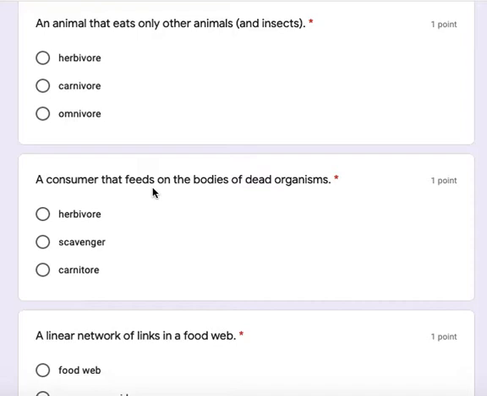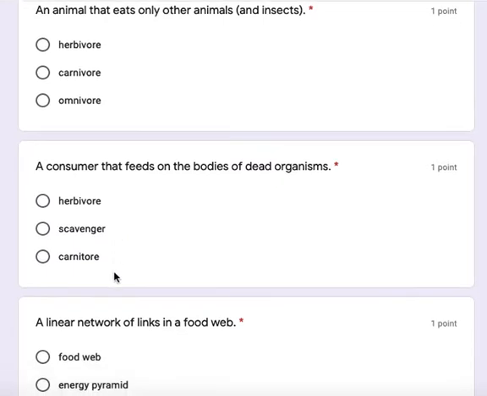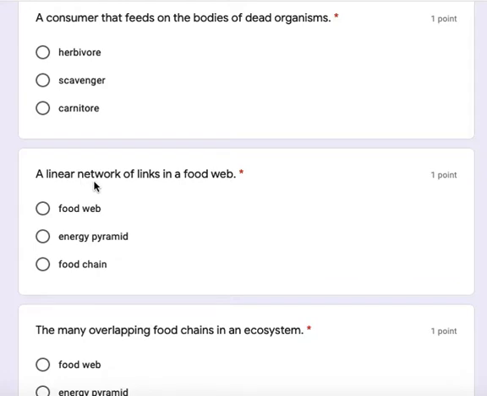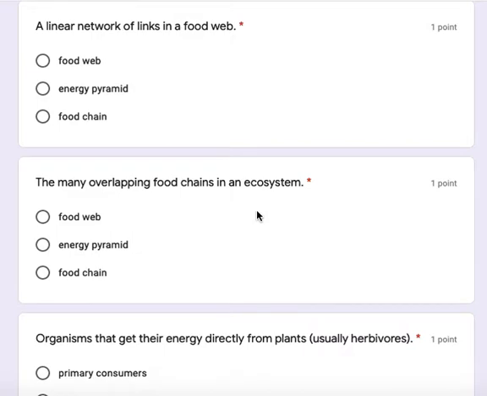A consumer that feeds on the bodies of dead organisms. Is it herbivore, scavenger, carnivore? A linear network of links in a food web. Is it food web, energy pyramid, or food chain? The many overlapping food chains in an ecosystem. Food web, energy pyramid, food chain.